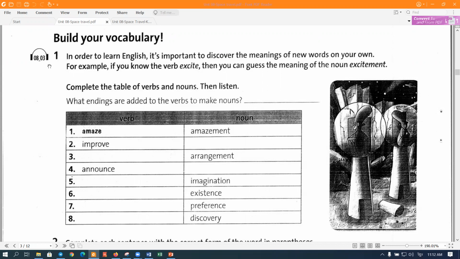Okay, so number 1, in order to learn English it's important to discover the meanings of new words on your own. For example, if you know the word excite, the verb excite, then you guess the meaning of the noun excitement.